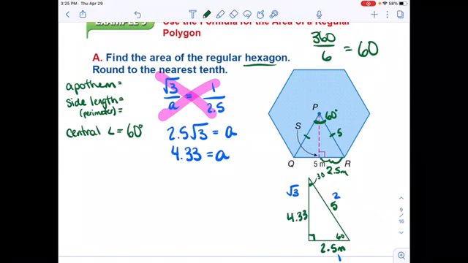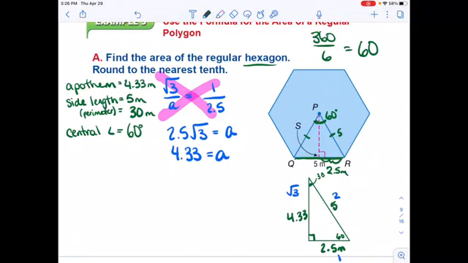So now we actually have enough information to solve for our area. Our apothem is 4.33 meters. Our side length they started by giving us is 5. Our perimeter we just add up, so 5 plus 5 plus 5 plus 5 plus 5 plus 5, or you can take 5 times 6, 5 times the number of sides, which is 30.